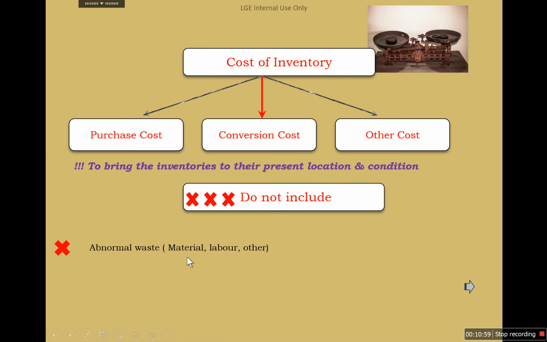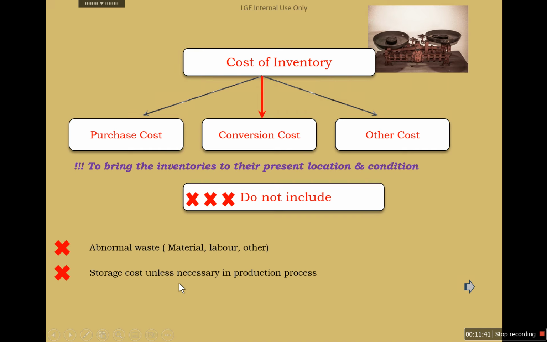So here abnormal wastage in respect of material, labor or other, we will not consider while evaluating the inventory. For example, we are preparing some cars. In preparation of those cars, there is a major wastage of steel sheets because of the malfunction of the machine. So the abnormal waste of steel that is required to produce the cars will not be considered while calculating the cost of the manufactured product, because this is considered as abnormal in nature.